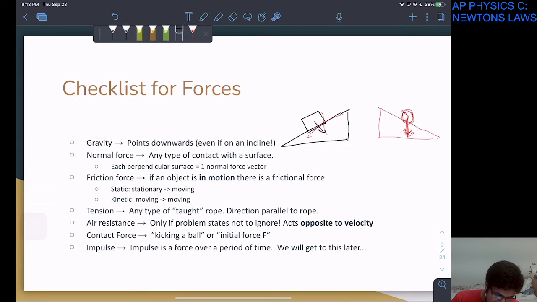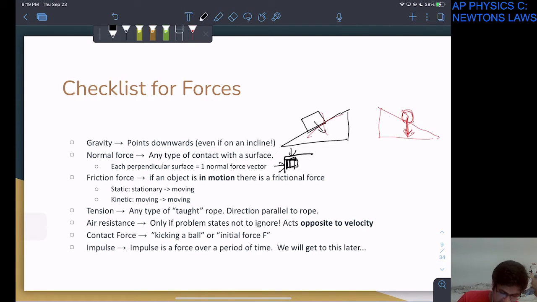You can do whatever you want, but as long as the resulting gravitational vector points downwards, you're in good shape. Normal force: any kind of contact with a surface. Usually if there's a perpendicular surface, like an object at a corner, where you have a corner and an object placed over here, then you would have a normal force here and probably a normal force here. It's a surface force, and these you usually solve for by looking at equilibrium conditions.